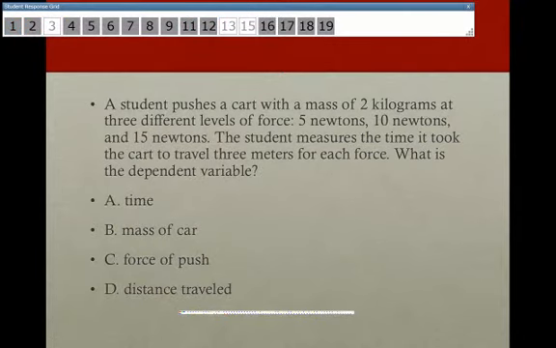So a student pushes a cart with a mass of 2 kilograms at 3 different levels of force. The student measures the time it took the cart to travel 3 meters for each force. What's the dependent variable? You change the independent.